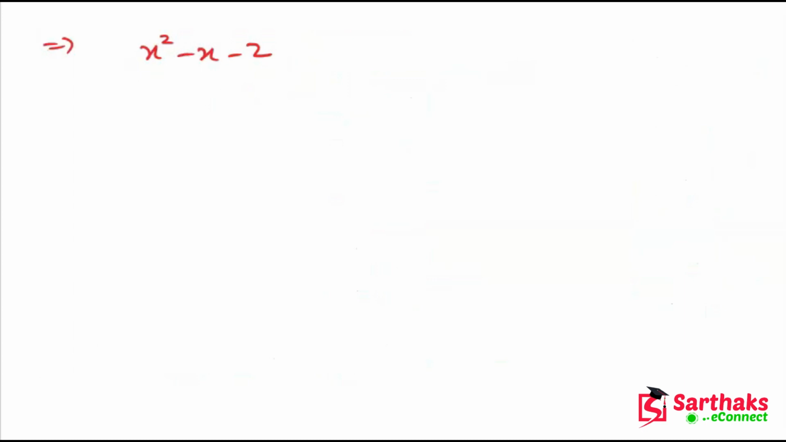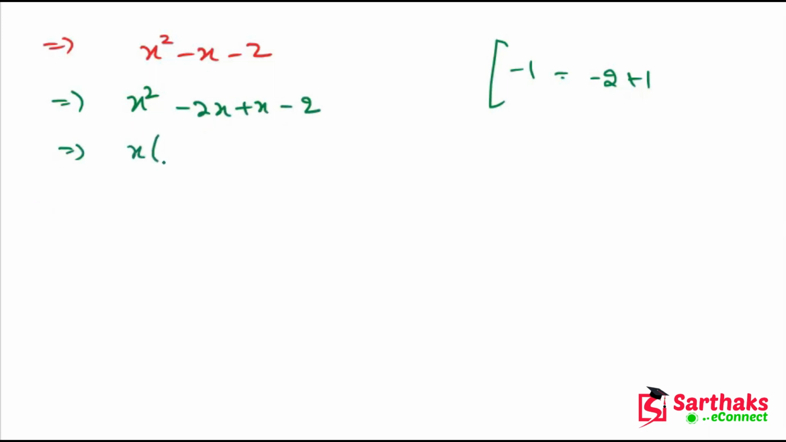Now we have to split the middle term. In the middle we have minus 1. So we have to split the minus 1 such that the sum will be minus 1 and the product will be equal to minus 2. So it is minus 2 plus 1. We can do it. So we can write x square minus 2x plus x minus 2. Now from this we can take x as a common, so we get x minus 2.